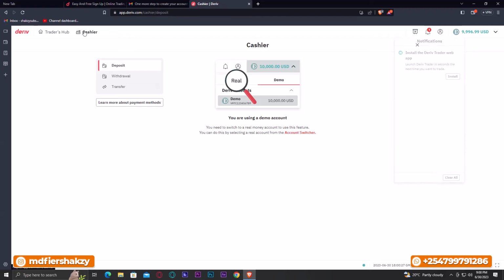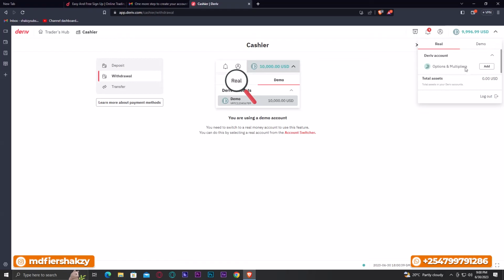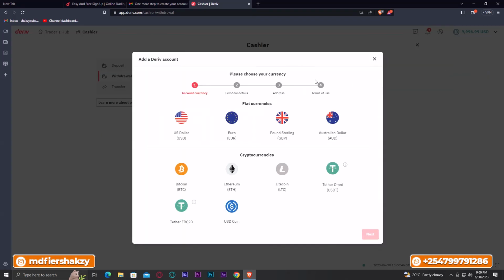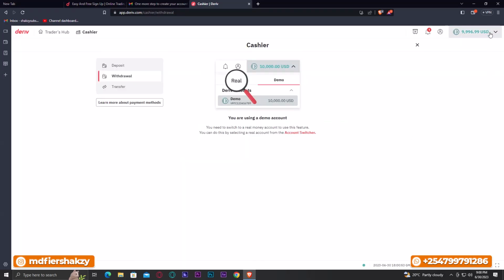But here on the cashier, you saw how we got to the cashier. This is where you get to deposit money or to withdraw. You have to switch on the right here to your real account. Let me show you what I've done. I've come here to the demo account. Once you create a demo account, it doesn't mean you've created a real account.